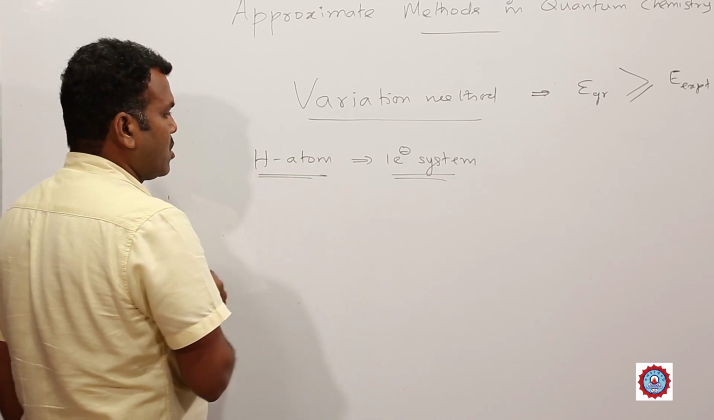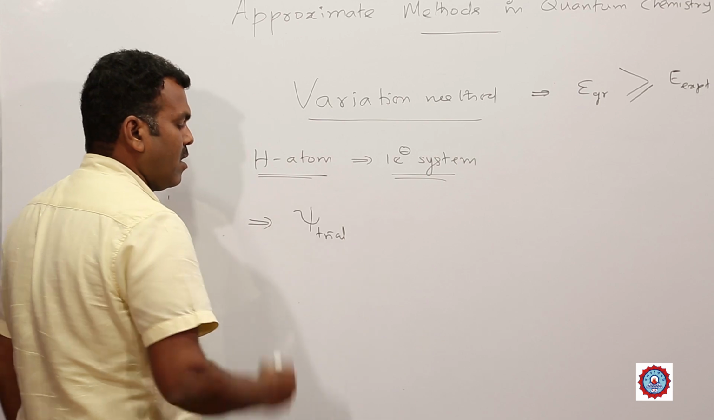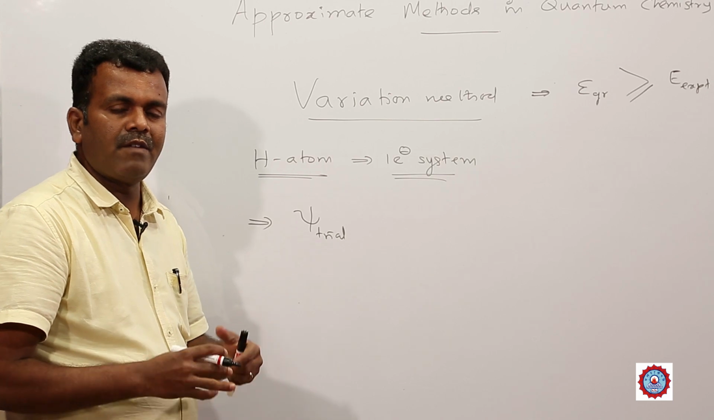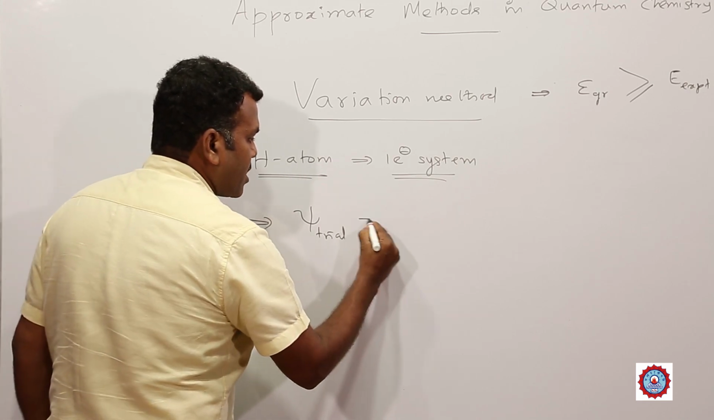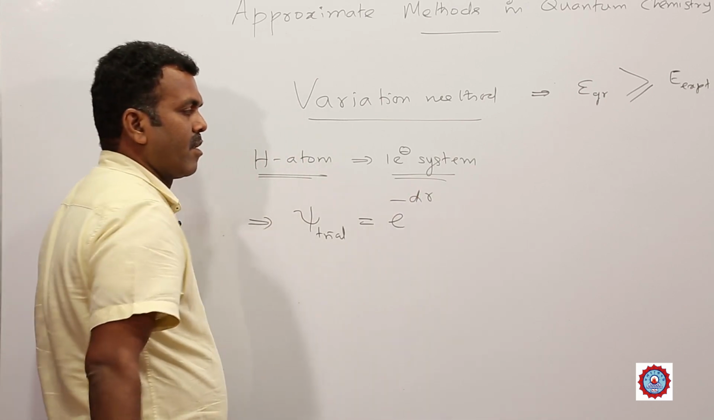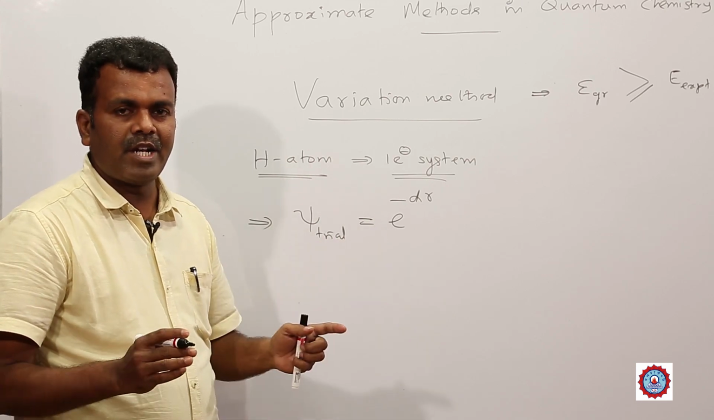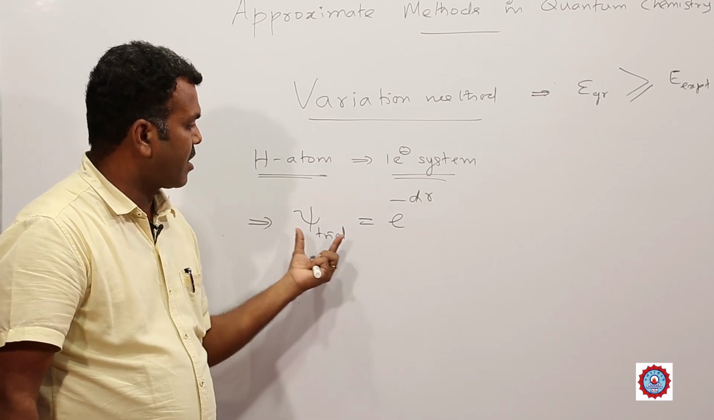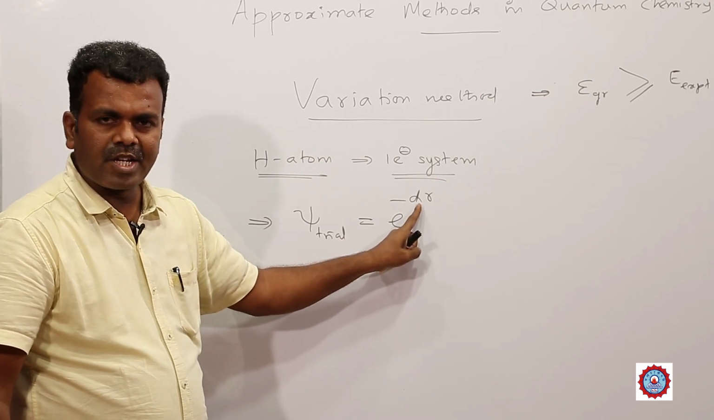So, this is actually a known system. I have told you already, while choosing a trial wave function, it should contain at least one variation parameter. So, for this purpose, I am going to take the trial wave function as e power minus alpha times r. We know very well that in the ground state of the hydrogen atom, the electron is present in the 1s orbital. So for the 1s orbital, the trial wave function is e power minus alpha r, where alpha is the variation parameter.